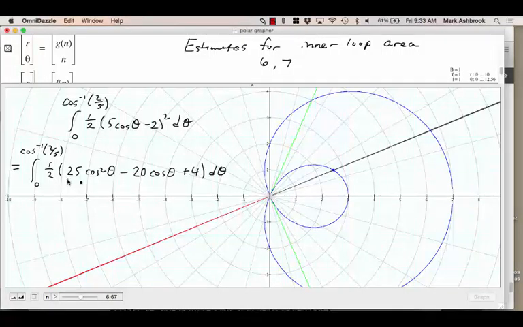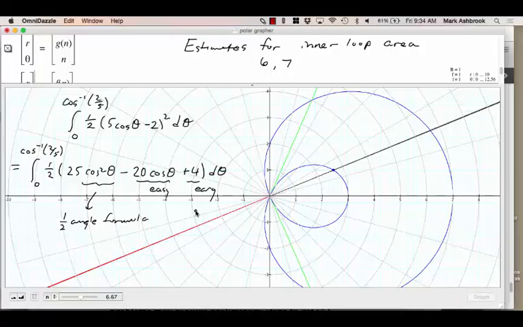And then how do we do cosine squared? How do you integrate cosine squared? Remember? Who remembers? Half angle formula? Easy. Super easy. Okay, so that's just a roadmap to doing it by hand. So we're going to let the computer do it.